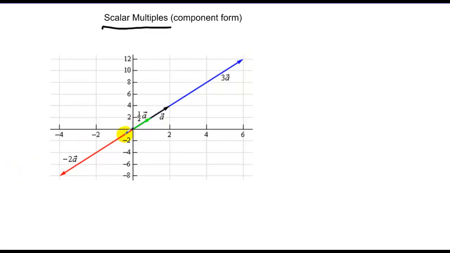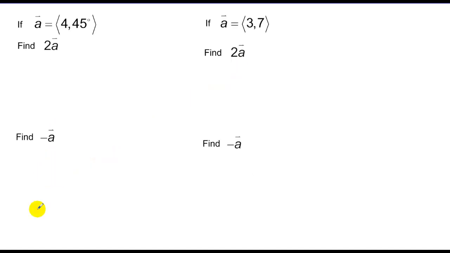Likewise, if I have -2A, I go twice the length backwards, which is at -4, and twice the length down, which should be at -8. Now when we go to polar, again, we're looking at twice the length but the same direction. So in this case, we would have 8 and 45 degrees.